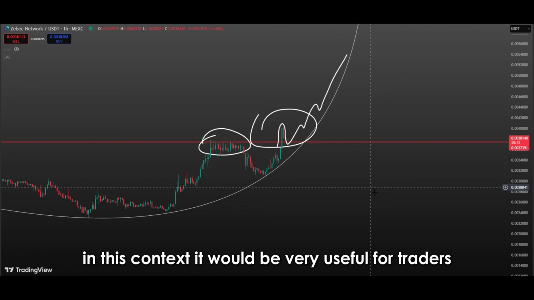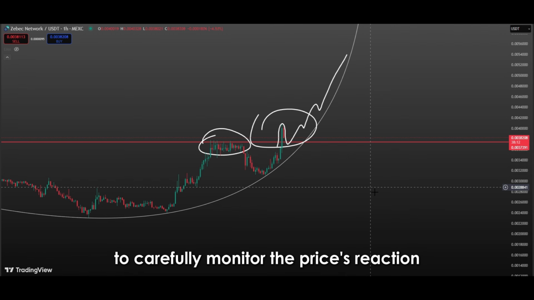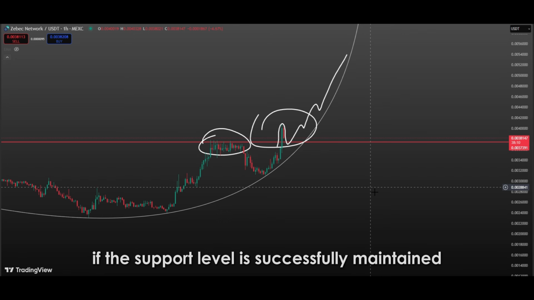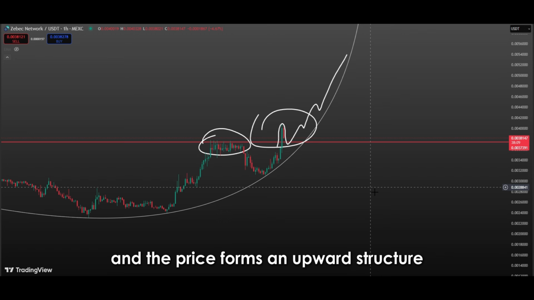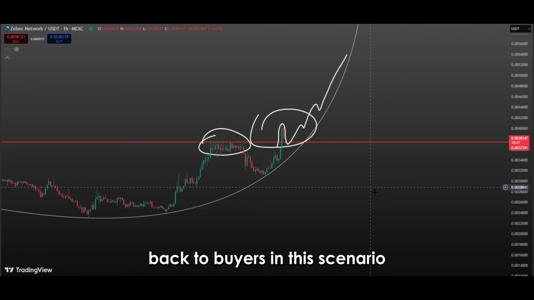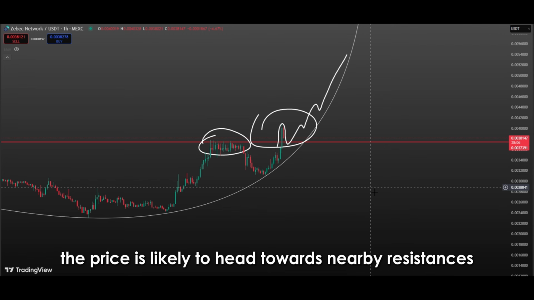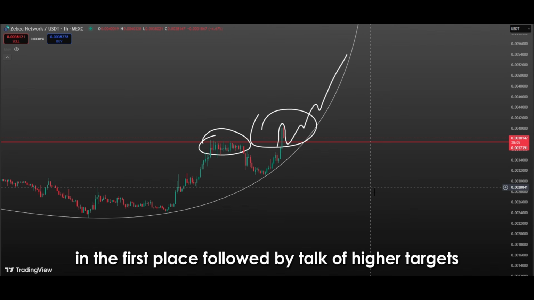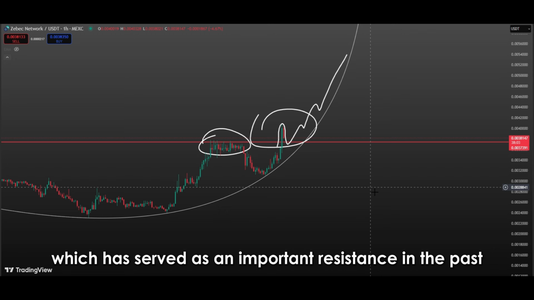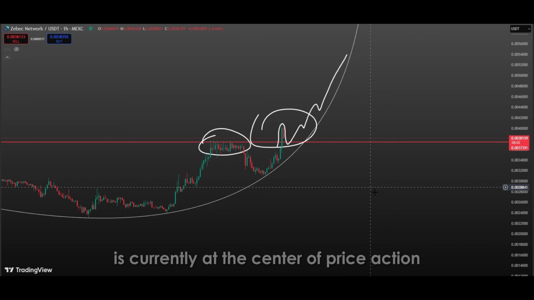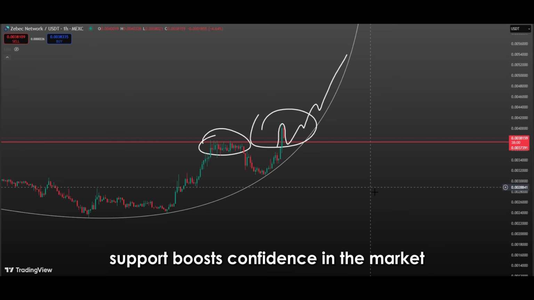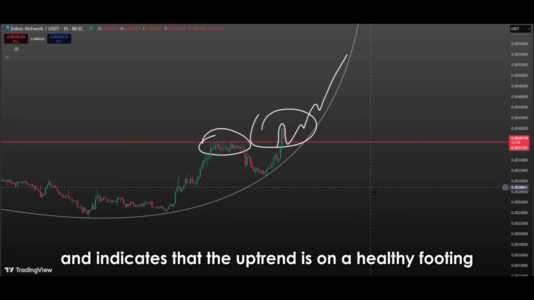In this context, it would be very useful for traders to carefully monitor the price's reaction to this level, both in terms of positioning and risk management. If the support level is successfully maintained and the price forms an upward structure, this would confirm that the market momentum has shifted back to buyers. In this scenario, the price is likely to head towards nearby resistances in the first place, followed by talk of higher targets. In conclusion, this technical level, which has served as an important resistance in the past and has now assumed the role of support, is currently at the center of price action. The fact that this area is operating as a strong support boosts confidence in the market and indicates that the uptrend is on a healthy footing.